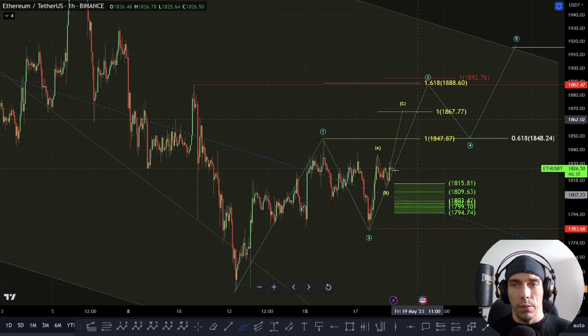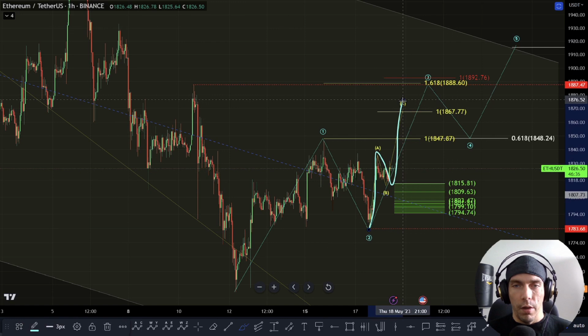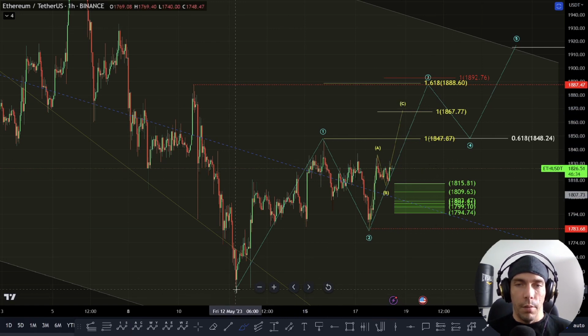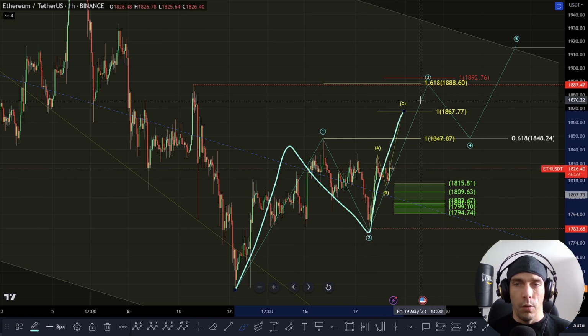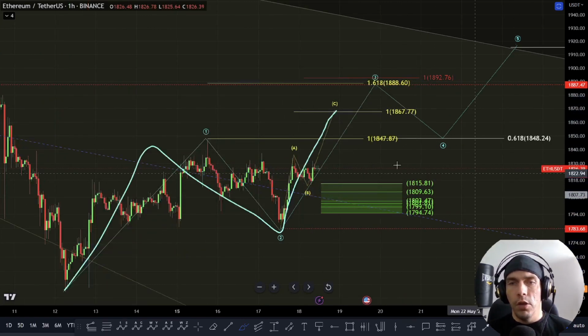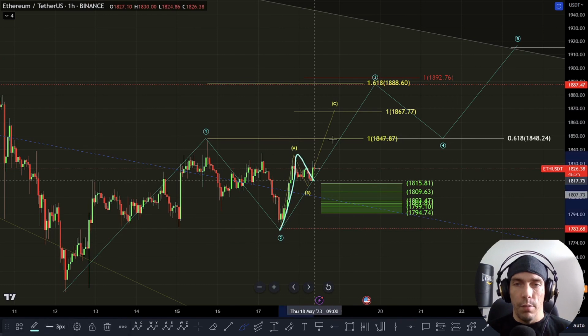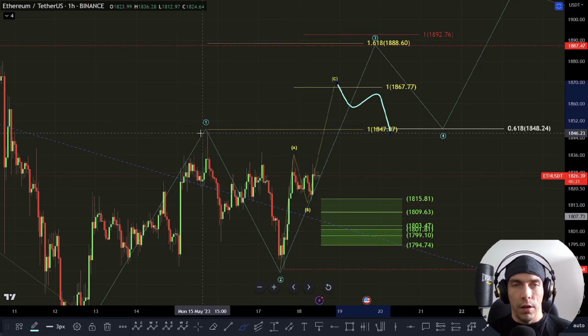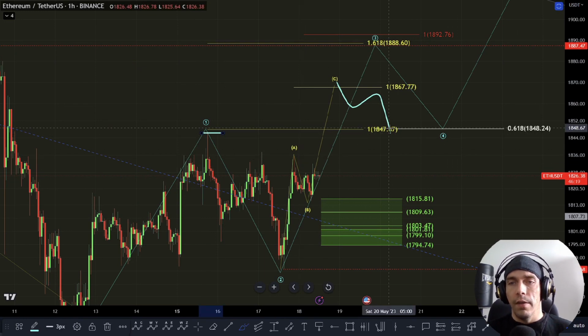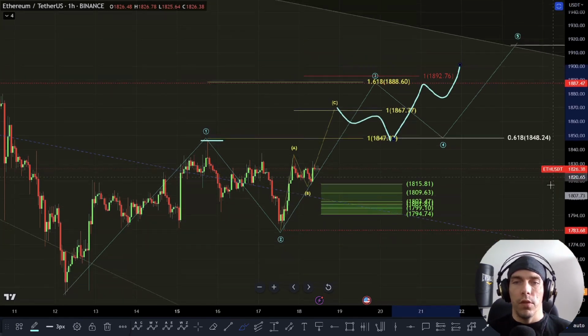So we'd have to be careful of the fact that if we do just get a 3-wave move up here, that could complete a bigger corrective structure here, where this is W, X, and Y. So we'll have to keep an eye on this. But if we do get a 3-wave move up here, ABC, what we could then see is a corrective move back to the downside, overlapping this wave 1, and then seeing an additional 3-wave move to the upside.